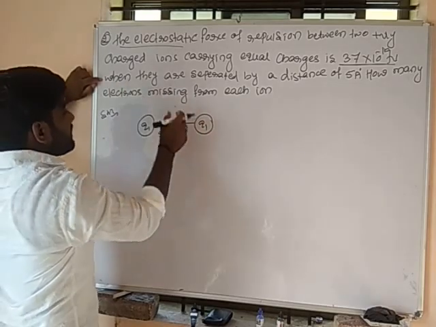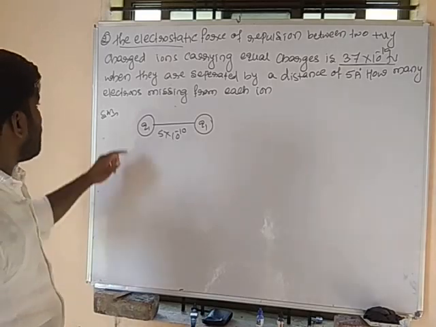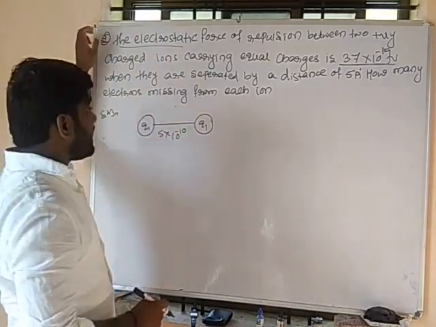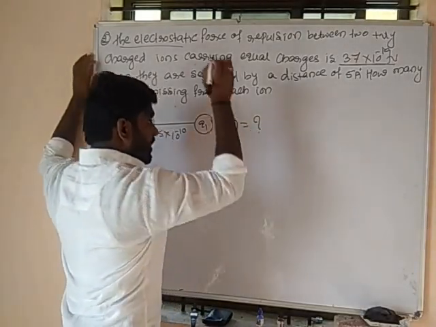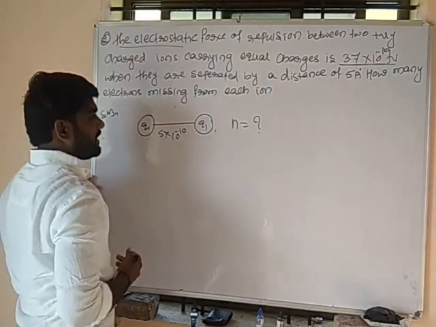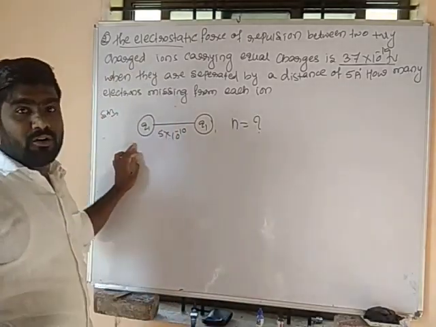When they are separated by a distance of 5 into 10 to the power minus 10, how many electrons are missing from each ion? How many electrons are missing means I want to calculate N. Okay, how to calculate N? Then F is given. F is equal to how much?